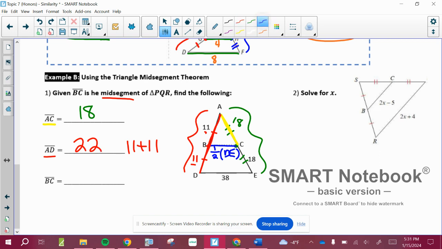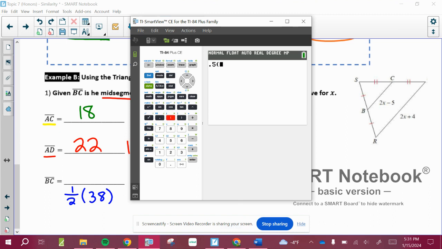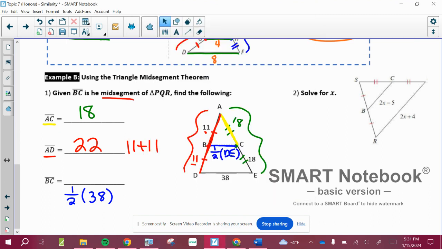Okay. And then to find the length of BC, well, I know BC is the mid segment, so it's to be half as long as its parallel side. So half of 38, just pop that in our calculator really quick. Half of 38 is 19. So I know this side here, BC, is 19.